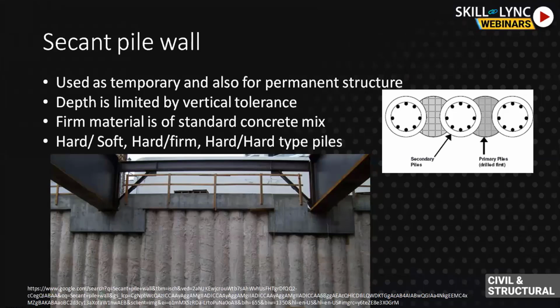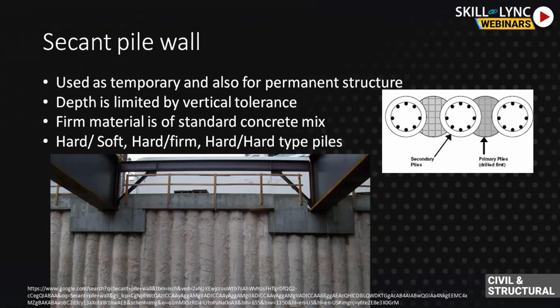Next is the permanent hard-hard pile, which is also a permanent water retaining wall. This also has a high bending stiffness capacity, so these primary piles are also reinforced. I will explain the difference in how this is constructed: first the primary piles are constructed. They are bored in intervals with spacings, and then the secondary piles are constructed.